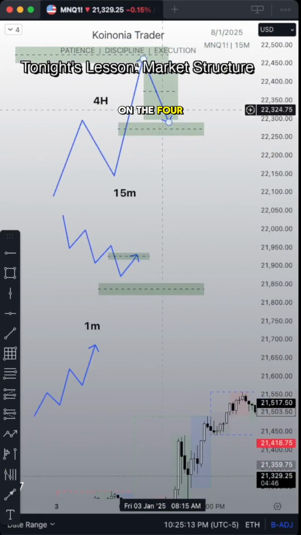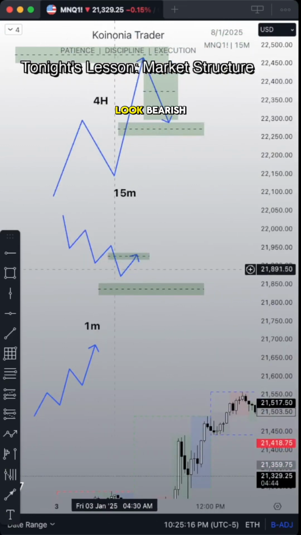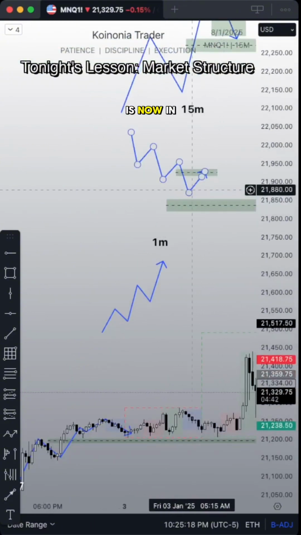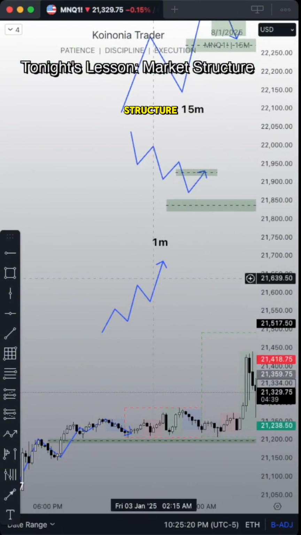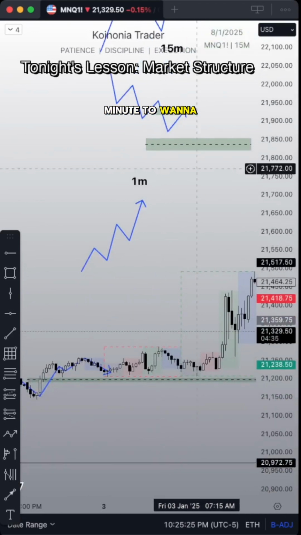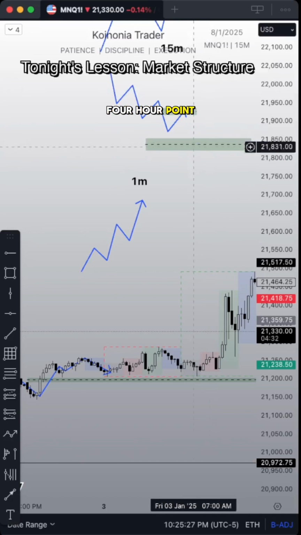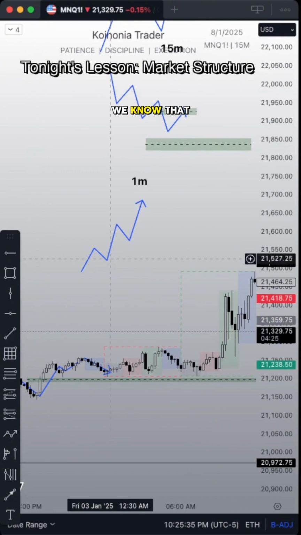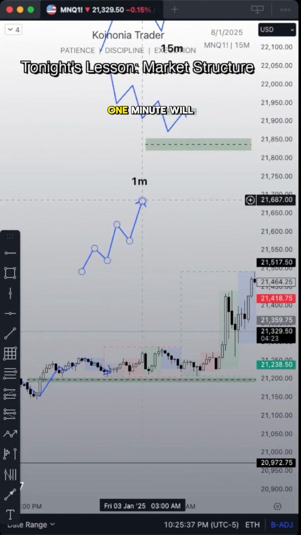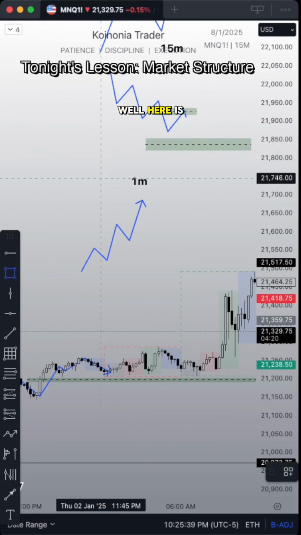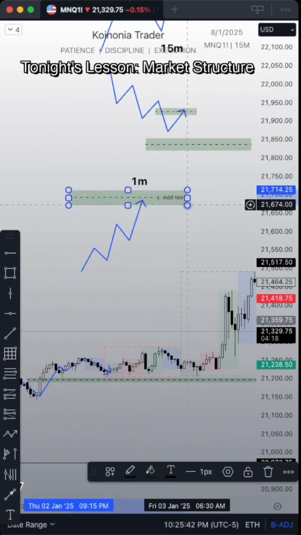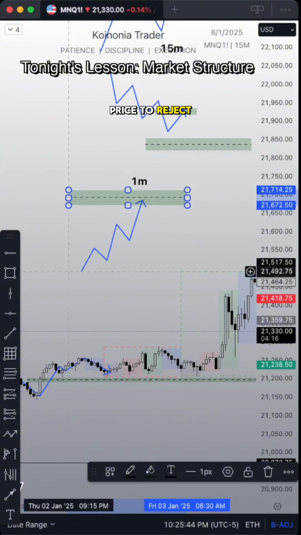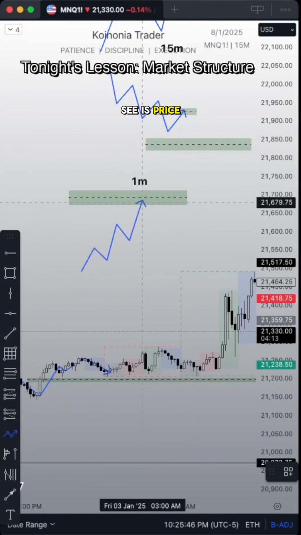We're just retracing on the 4 hour. The 15 minute obviously is going to look bearish. The 15 minute is now a retracement of that bearish structure. So the 1 minute looks bullish. What are we going to expect on the 1 minute? We know that the 4 hour point of interest is down here. The 15 minute is potentially going to reject here. So how do we know when the 1 minute will shift down into that? Well, here is that 15-minute point of interest, where you expect price to reject off of. What you're gonna see is price do something like this.